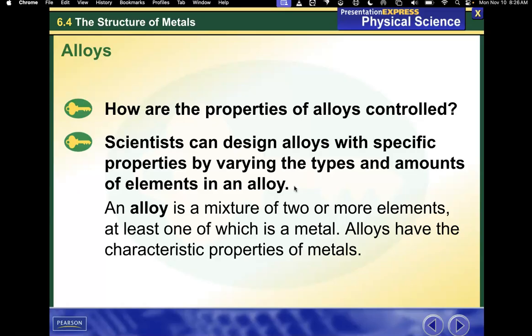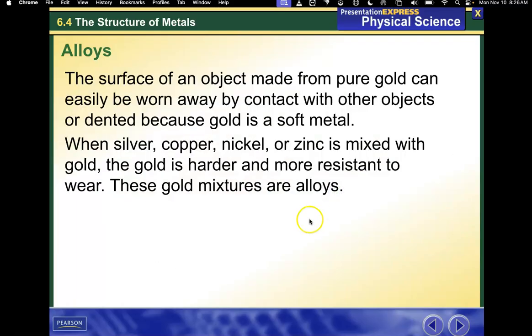How are properties of alloys controlled? Scientists can design alloys with specific properties by varying the types and amounts of elements in an alloy. An alloy is a mixture of two or more elements, at least one of which is a metal. Alloys have the characteristic properties of metals. The surface of an object made from pure gold can easily be worn away by contact with other objects, or dented because gold is a soft metal. When silver, copper, nickel, or zinc is mixed with gold, the gold is harder and more resistant to wear. These gold mixtures are alloys. That's why anything that's pure gold, you probably won't get your hands on. It'll probably have something mixed with it.